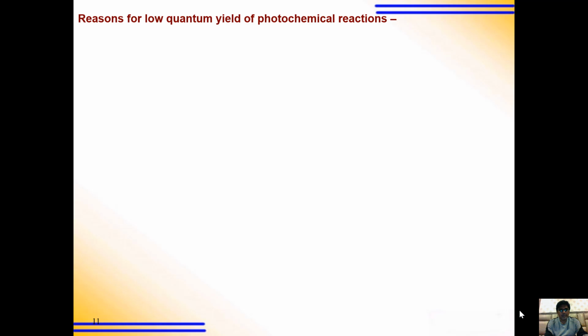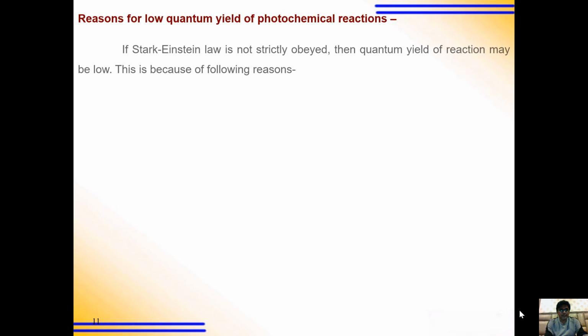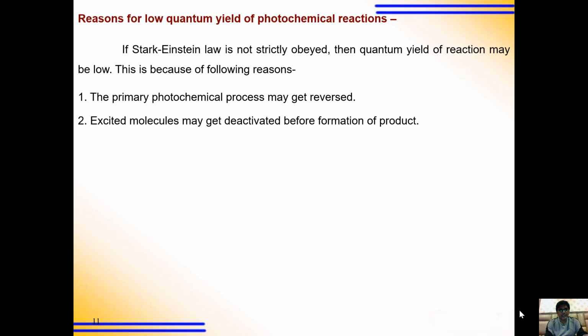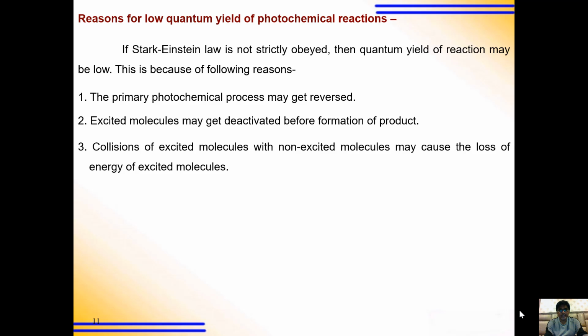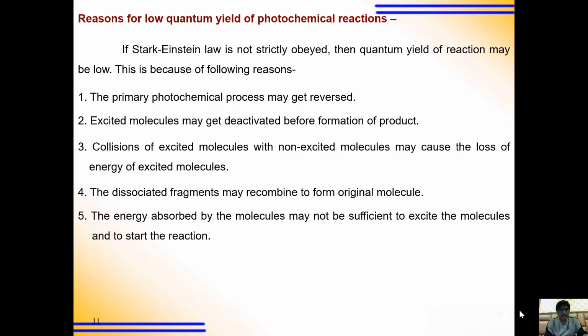Now, reasons for low quantum yield of photochemical reactions. If the Stark-Einstein law is not strictly obeyed, then the quantum yield of reactions may be lower than one. Some reasons are responsible for lowering it. The primary photochemical process may get reversed. Second, excited molecules may get deactivated before the formation of product. Then collisions of excited molecules with non-excited molecules may cause loss of energy of the excited molecules. Next, the dissociated fragments may recombine to form the original molecules. Energy absorbed by the molecules may not be sufficient to excite the molecules and start the reaction.